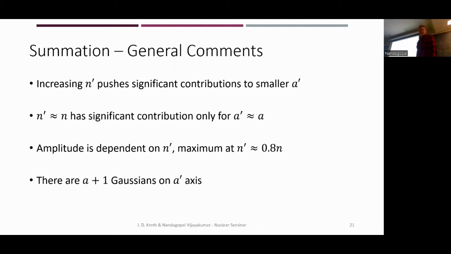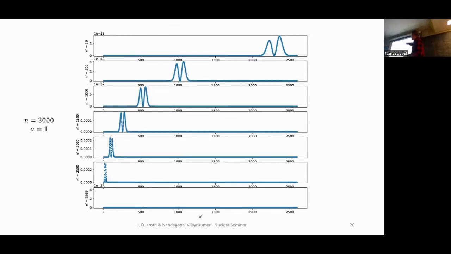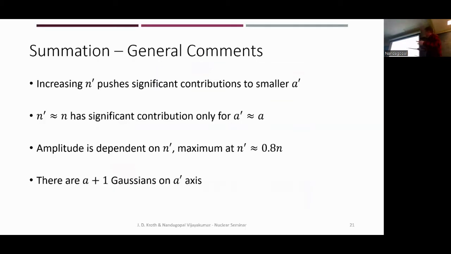And another interesting fact that you get is that there are about A+1 of these Gaussian islands on your A prime axis for any given N prime, at least up to resolution, because these are discrete values. And so with that knowledge, we can say, okay, there are only some places that we want to sum. We can't necessarily say where it goes up and then down, however many times. But this is the summation strategy I came up with.